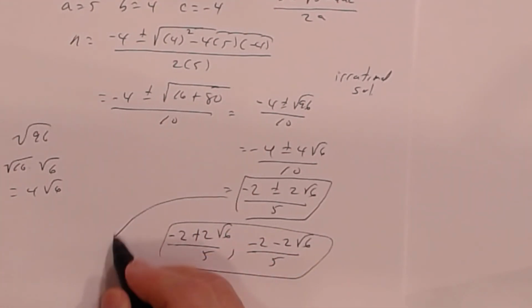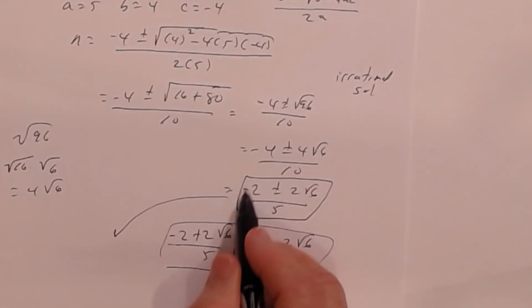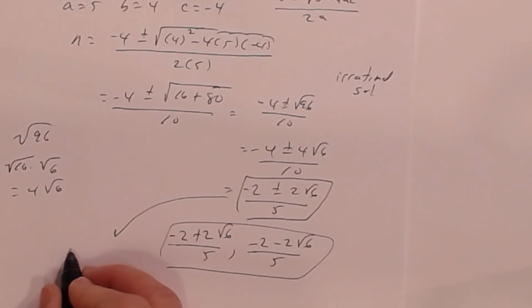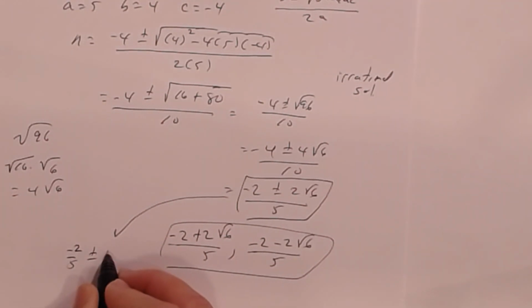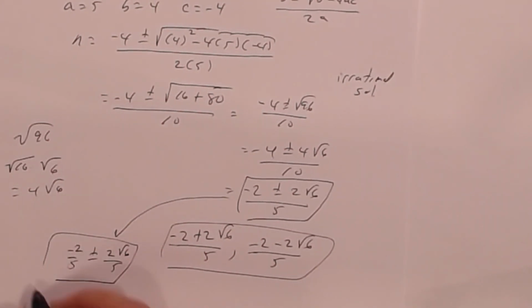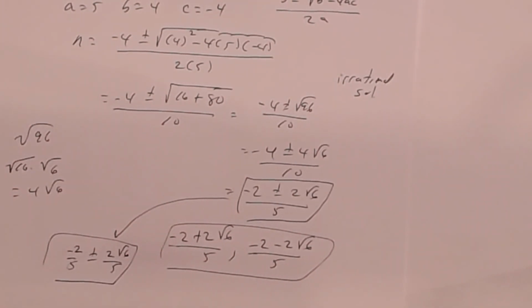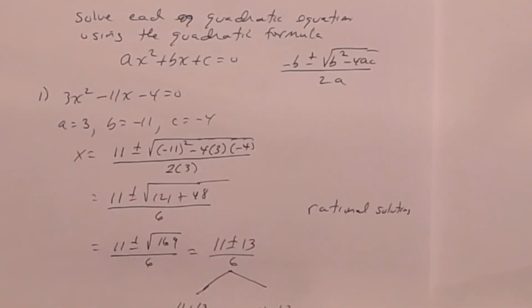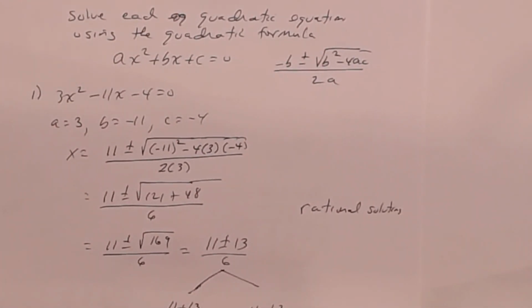Now you could also write this, you see how I wrote this as one fraction, numerator over denominator? You can write this as two separate fractions. So you could say negative 2/5 plus or minus 2 square root of 6 divided by 5. So there are different ways of writing your solutions. All right, so those are some problems on solving quadratic equations using the quadratic formula.